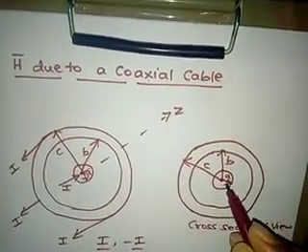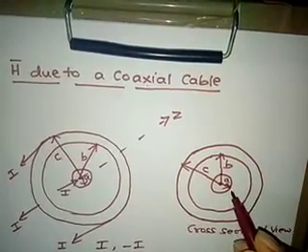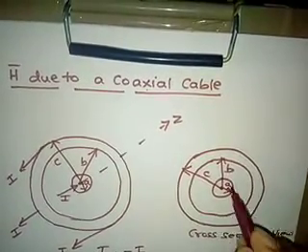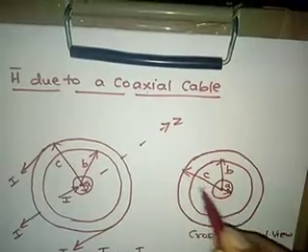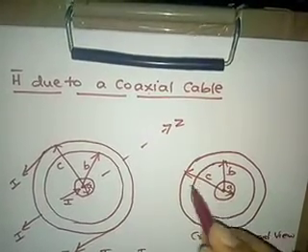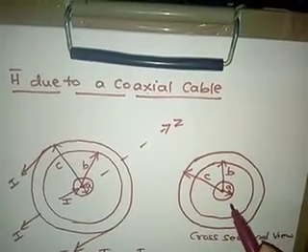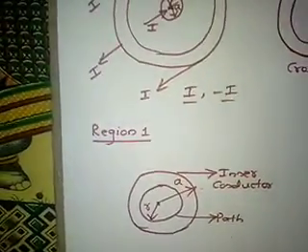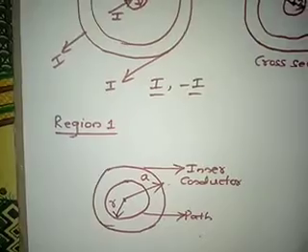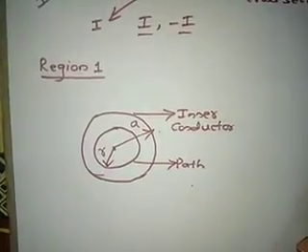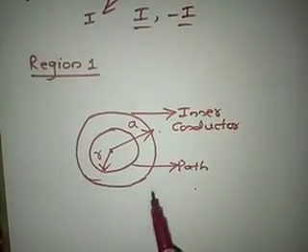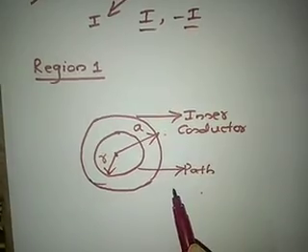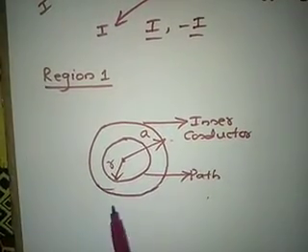Then if we see the top view of this coaxial cable, it appears like this. In the top view, the radius of the inner conductor is a, the inner radius of the outer conductor is b, and the outer radius of the outer conductor is c. Here we have to find the value of magnetic field intensity, that is H bar, in three regions. This is region 1 that I have considered here.